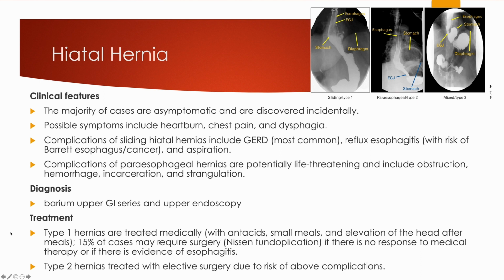And then treatment, most of the time for type 1s, you just have to treat the GERD. If it becomes to where you can't get the GERD under control even with medications, then you have to have a Nissen fundoplication to tighten up the lower esophageal sphincter area and keep the hernia from sliding up and into the thoracic cavity. Type 2 hernias are generally treated with elective surgery because of the risk of herniation and strangulation.